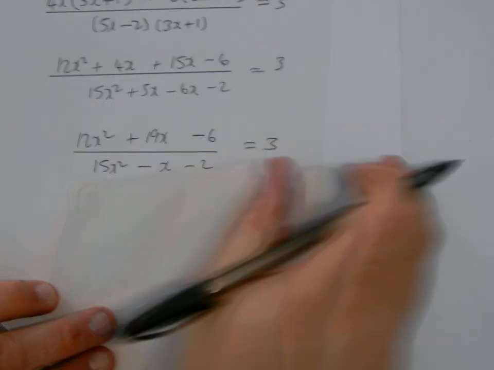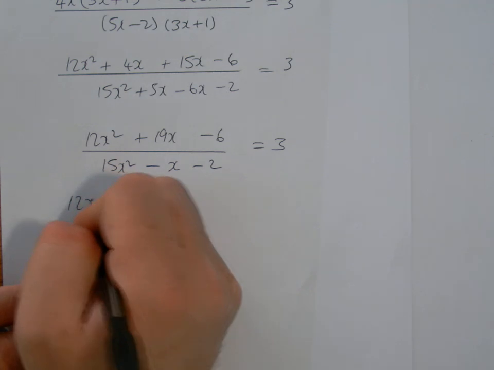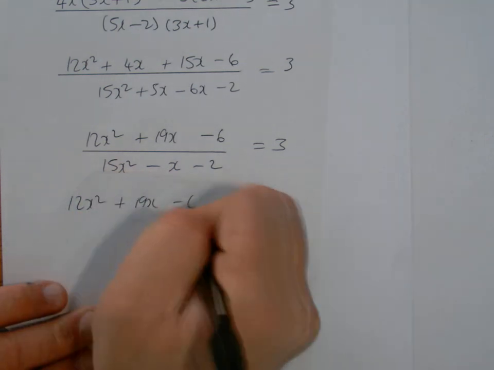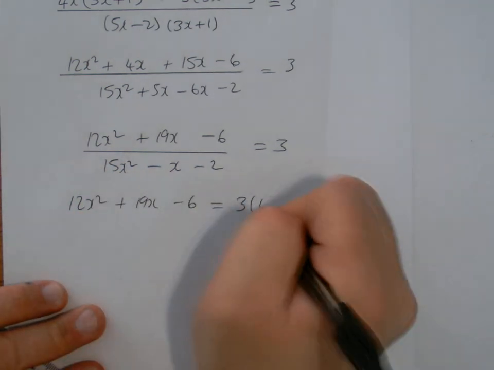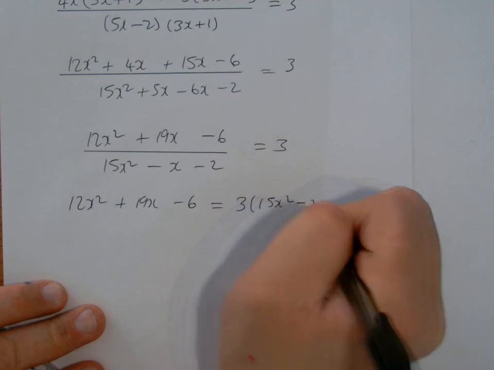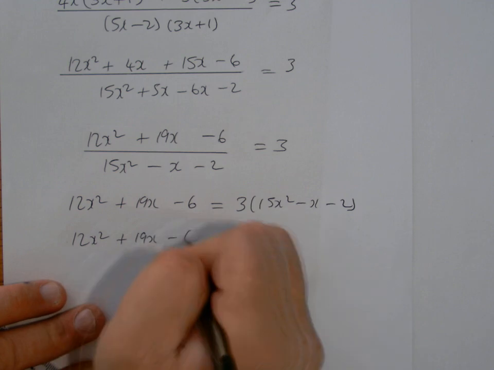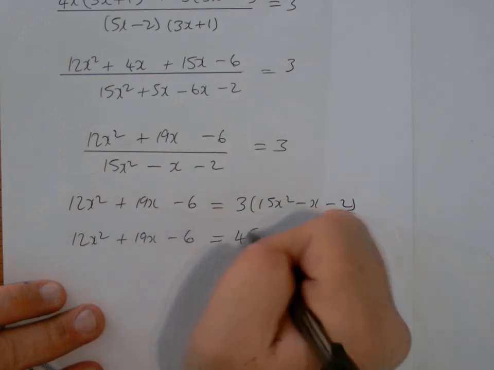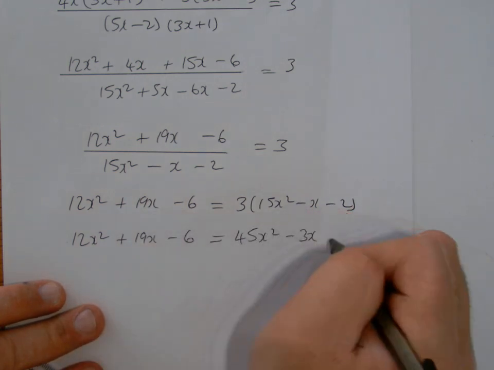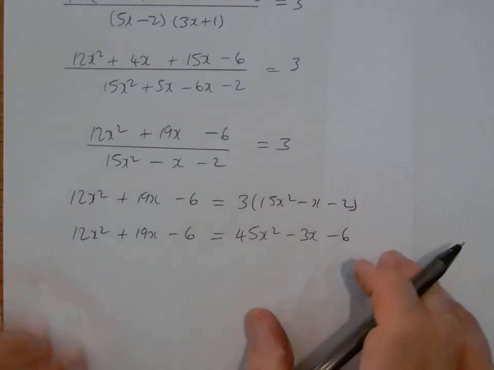Then perhaps take this over, that would make sense. So 12x squared plus 19x minus 6 equals 3 bracket 15x squared minus x minus 2. So I get 12x squared plus 19x minus 6. Expand this bracket, I get 45x squared minus 3x minus 6.